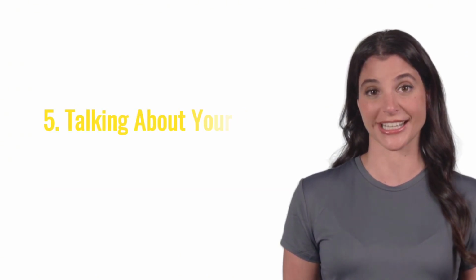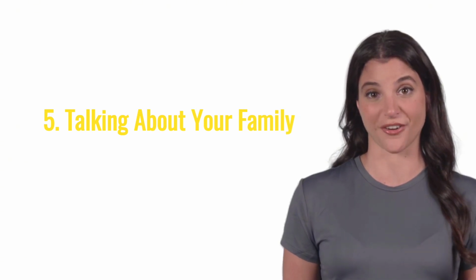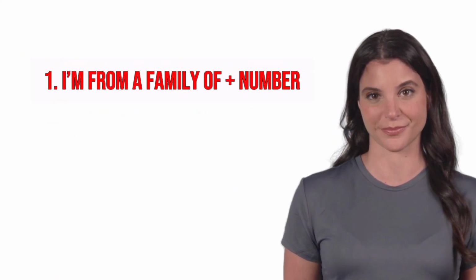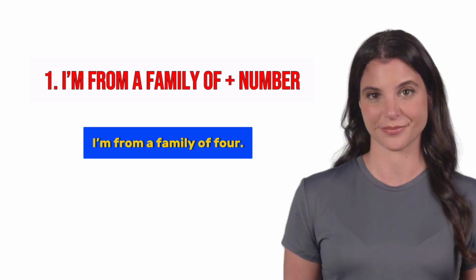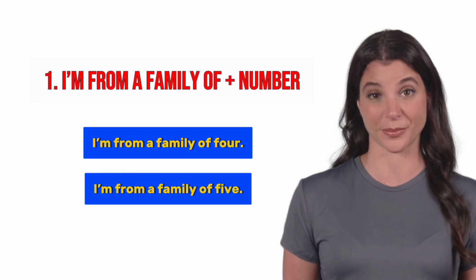Now, let's look at how to talk about your family in English, for example, when introducing yourself to classmates or friends. Structure 1. I'm from a family of plus number. This is the correct way to say how many people are in your family. I'm from a family of 4. I'm from a family of 5.